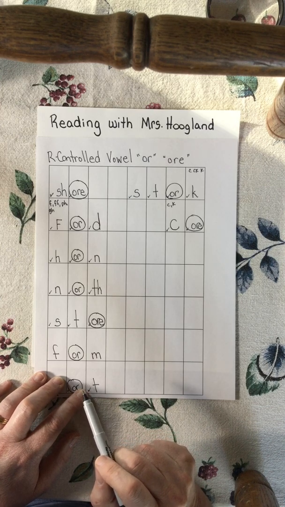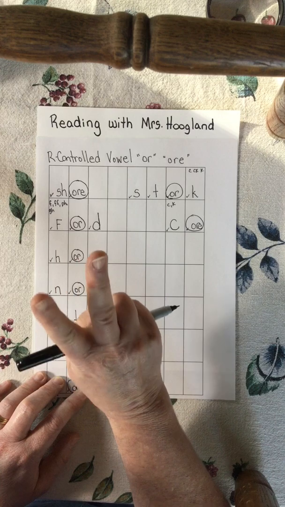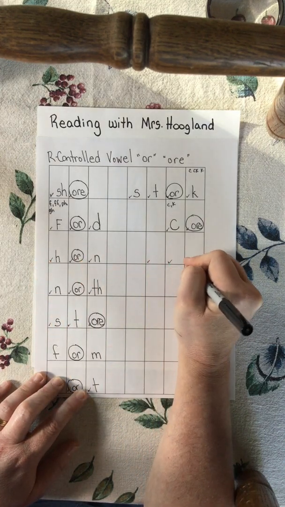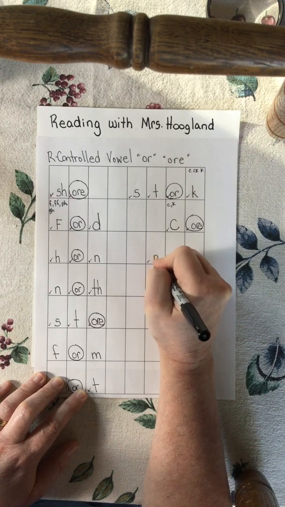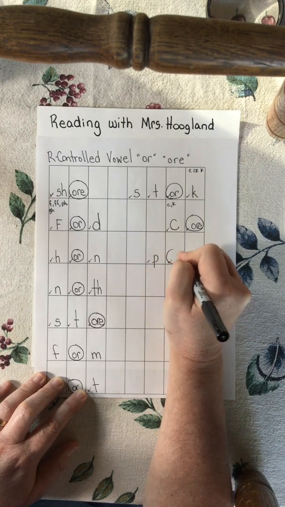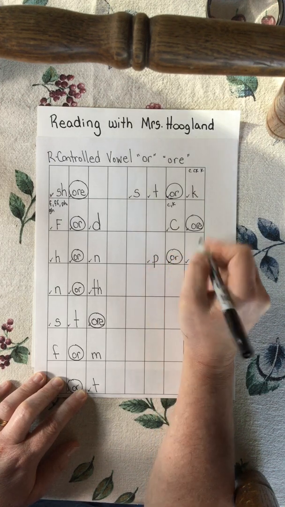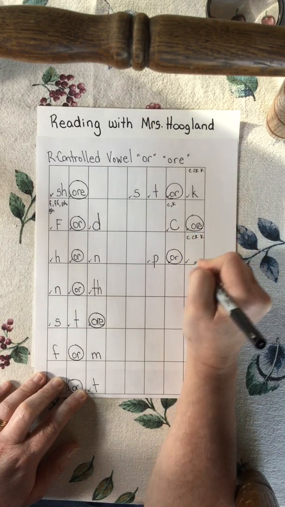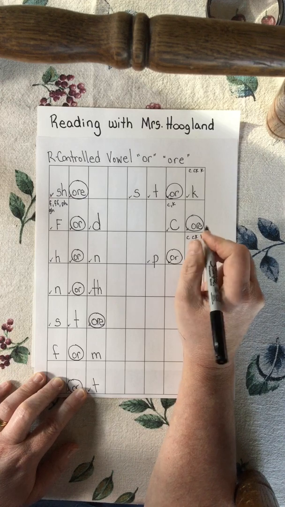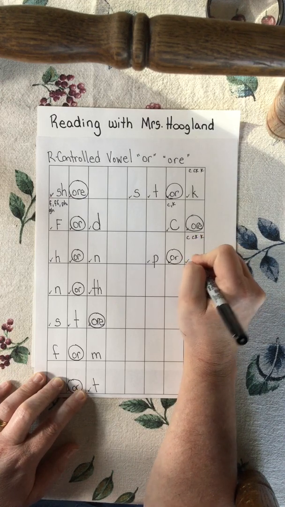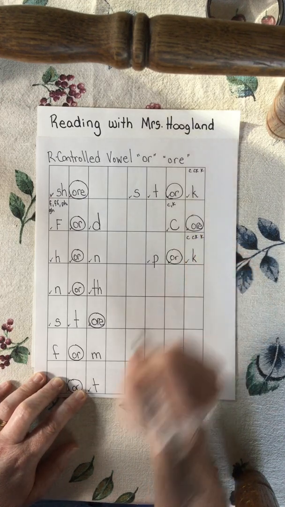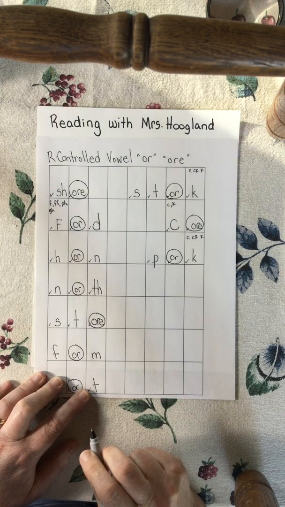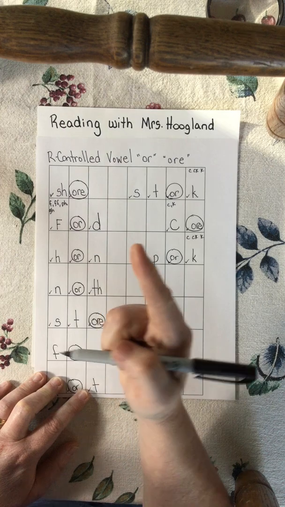We did stork already. Pork. P, ork. 3 sounds. P, or. K. Remember it's C, C-K, or K. It doesn't have a vowel after it, so we can't use that. It's going to be an actual K. Pork. Then the next word we have is sword.